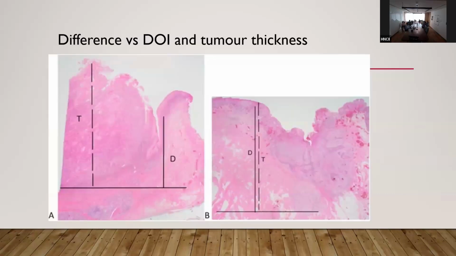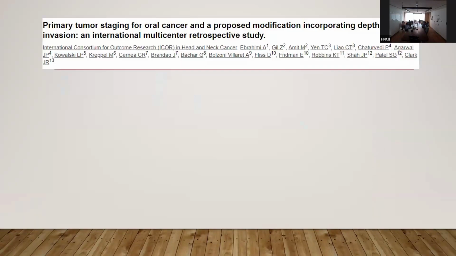So what is the difference between depth of invasion and tumor thickness? You should all know that. Depth of invasion is only from the basement membrane to the deepest point of infiltration, while tumor thickness we take right from the exophytic growth to the deepest point. Depth of invasion is now included in our staging, so it is important.